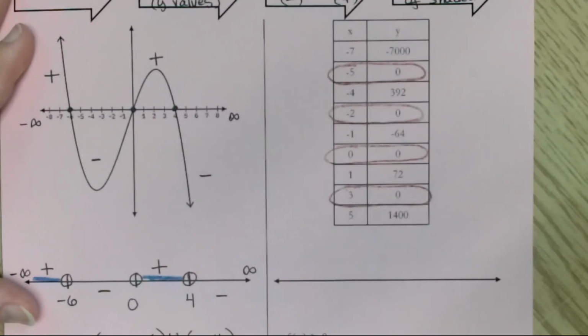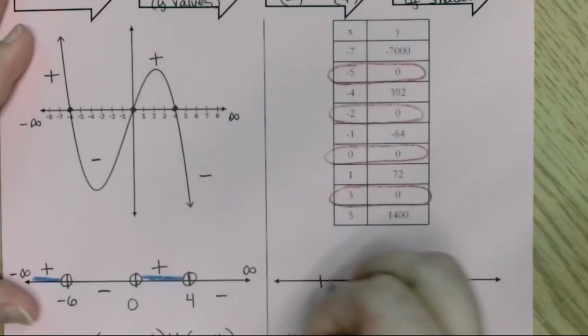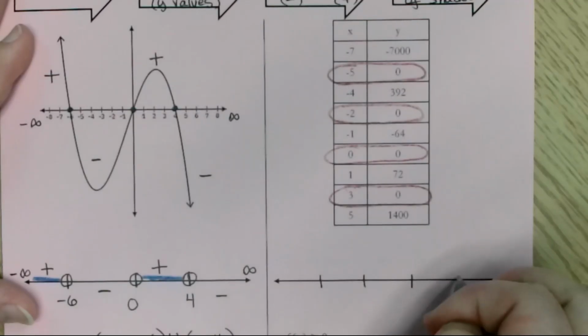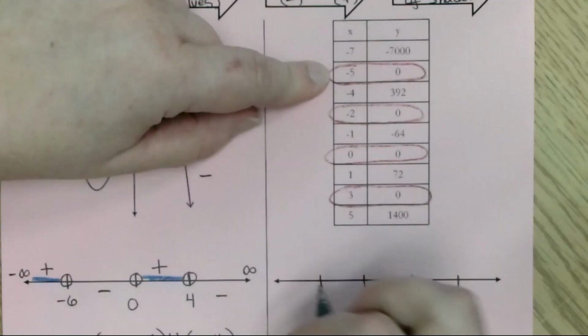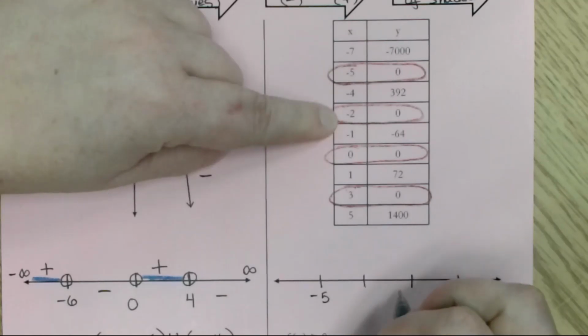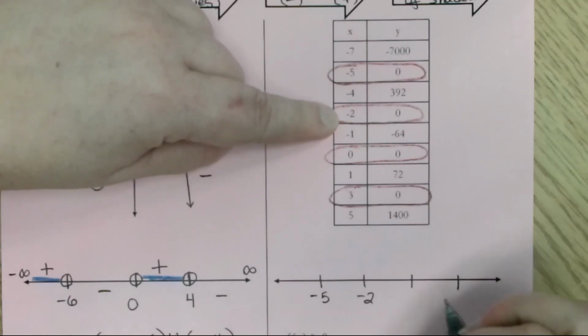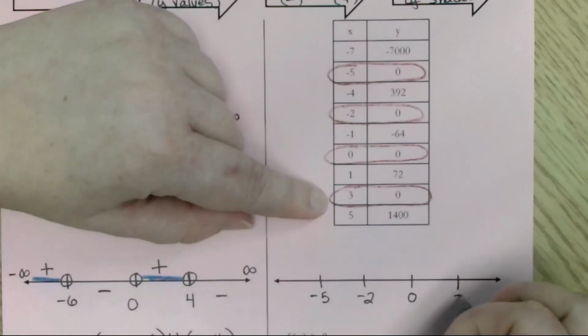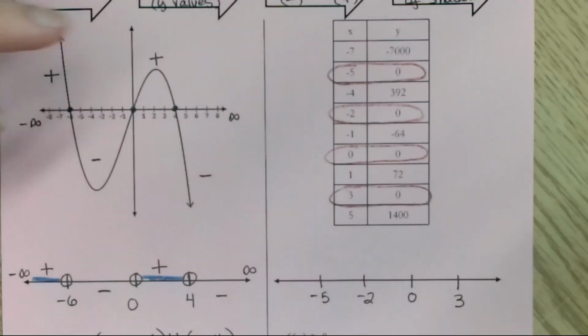I'm going to go ahead and put those on my number line from left to right. I'm just going to evenly space it. So my first one was at -5. The next one's at -2. Then I have 0, and then I have 3. Okay? So now let's figure out our signs.